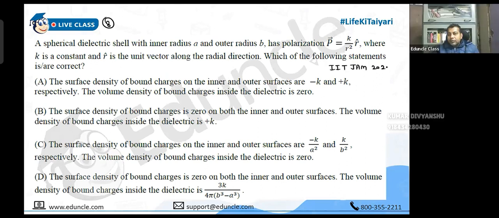IIT JAM 2020. Again, surface, volume, charge and space. So lots of questions are there based on polarization, you can see. Yes, Durga.